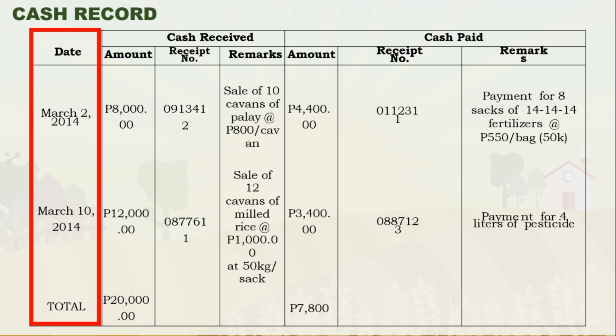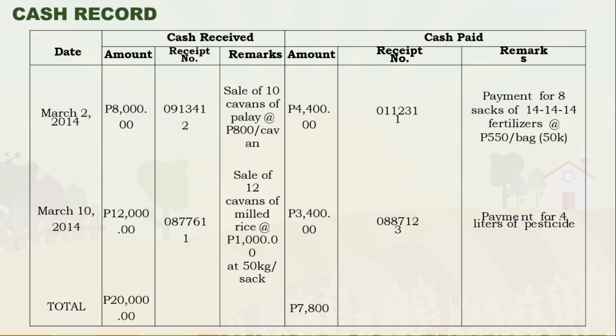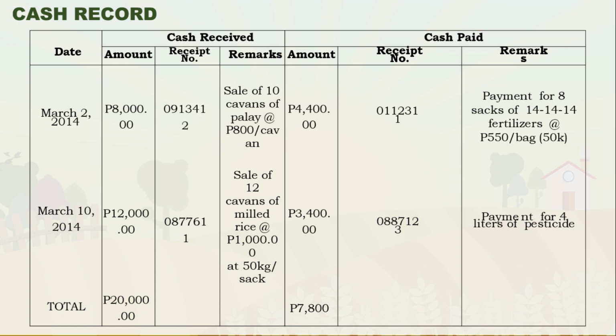Kung makikita nyo, meron siyang date. Ito yung mga natanggap nating pera, at ito naman yung mga lumabas na pera galing sa atin. So, pansinin natin ito. Yung nakuha nating pera ay 8,000 pesos galing sa pagbenta ng 10 kaban ng palay. Nagkakahalaga ng 800 pesos per kaban kaya nakakuha tayo ng 8,000 pesos.